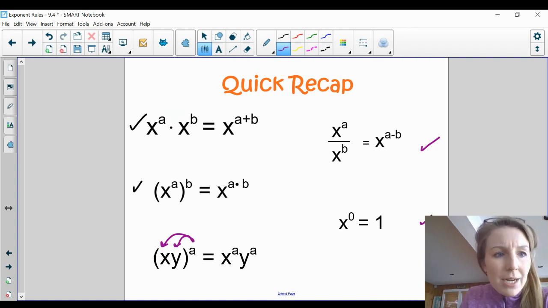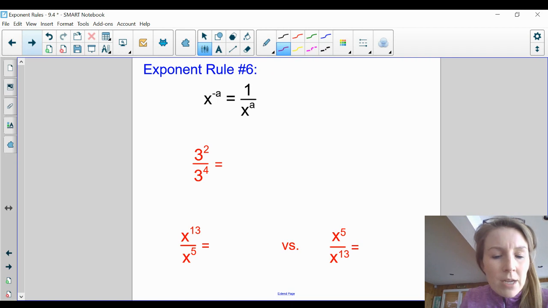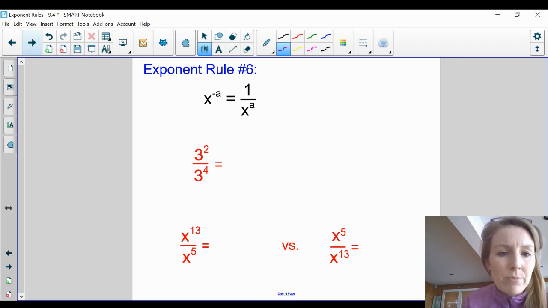So we are going to look at another rule. We, in the last video, explored a little bit about what happens when we subtract and we end up with a negative exponent. But the new rule here is that when you have x to the negative a, that ends up with 1 over x to the a. So I'm going to show you what I mean by this.